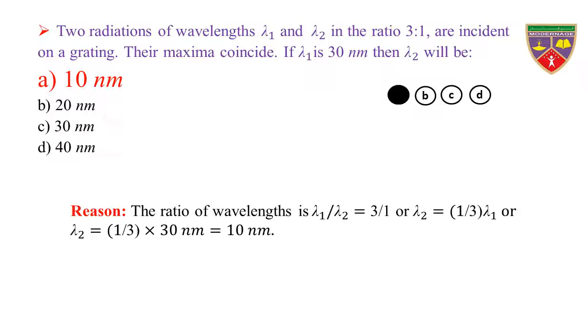Reason: the ratio of wavelengths lambda 1 to lambda 2 is equal to 3 to 1, or lambda 2 is equal to 1 divided by 3 into lambda 1, or lambda 2 is equal to 1 divided by 3 into 30 nanometer, because lambda 1 is equal to 30 nanometer, which is equal to 10 nanometer. Hence, lambda 2 will be 10 nanometers.